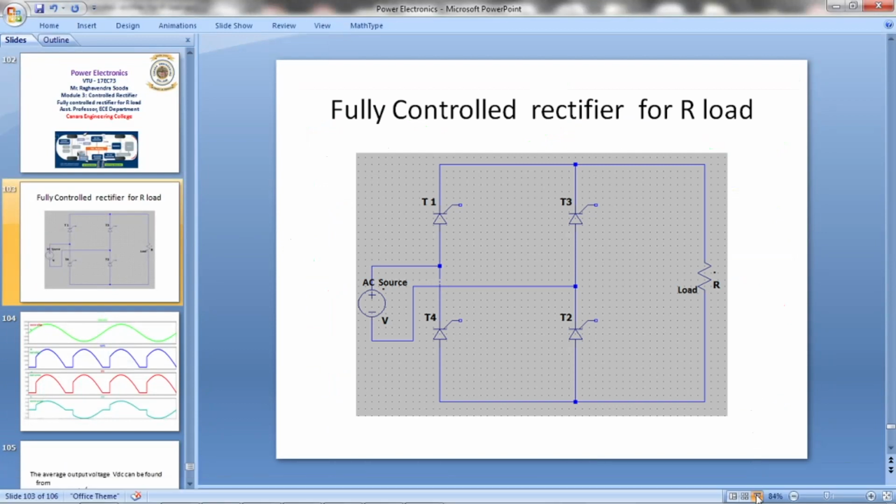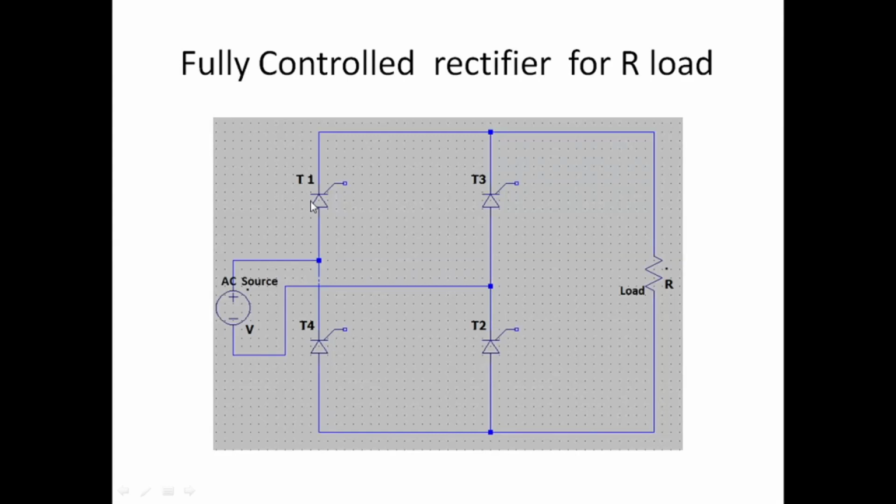If you check the circuit, it is simple: T1 and T2 conduct in the positive half cycle after application of the gate pulses, and current flows through them, so the load receives the source through T1 and T2. T3 and T4 conduct in the negative half cycle after application of the gate pulses to T3 and T4. Through that current flows, so the load receives power through T3 and T4 from the AC source.